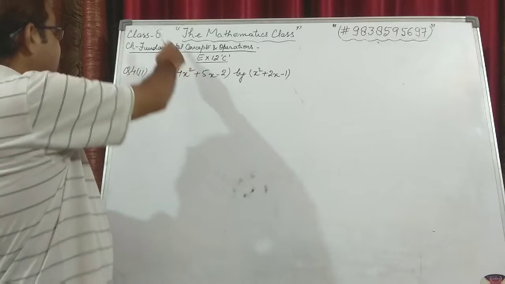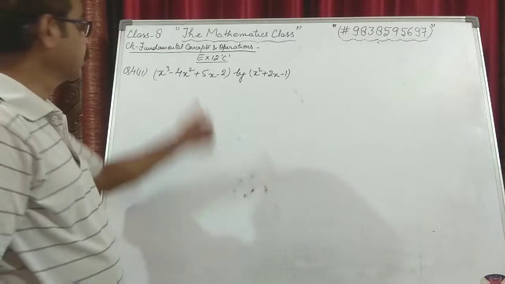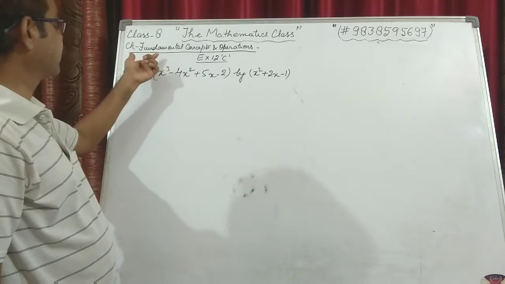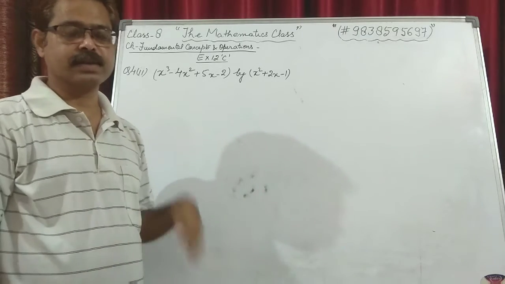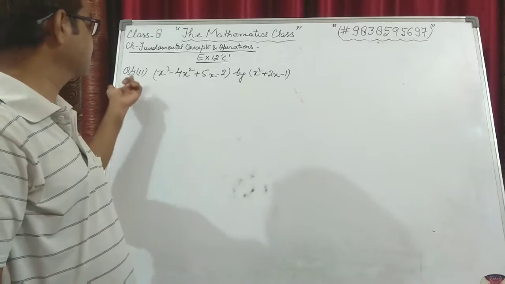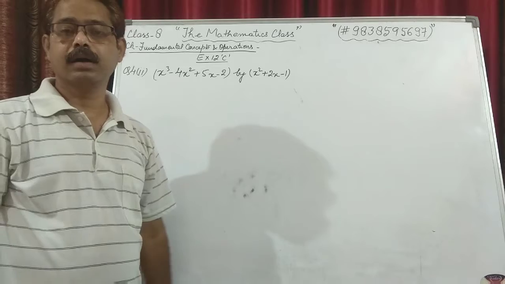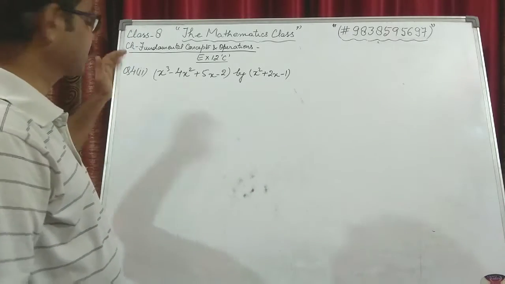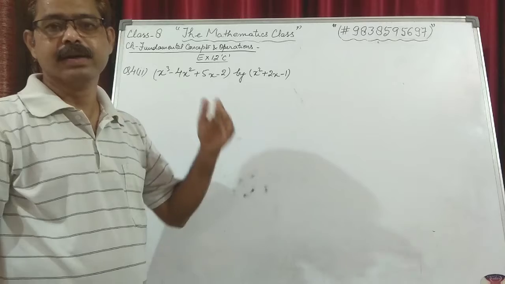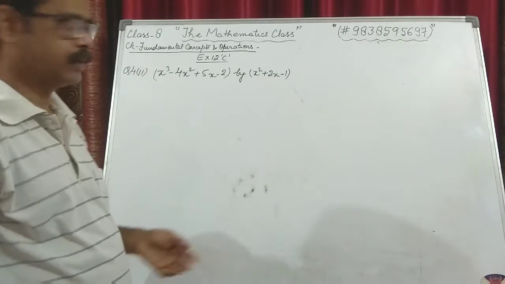This class is for class 8 and we are discussing chapter 12, that is fundamental concepts and operations. This is in continuation to the previous class. In the previous class we discussed up to question number 3 of exercise 12C. So now we move on to the fourth question. It has 4 parts, so we will be doing the second part and the fourth part, right?